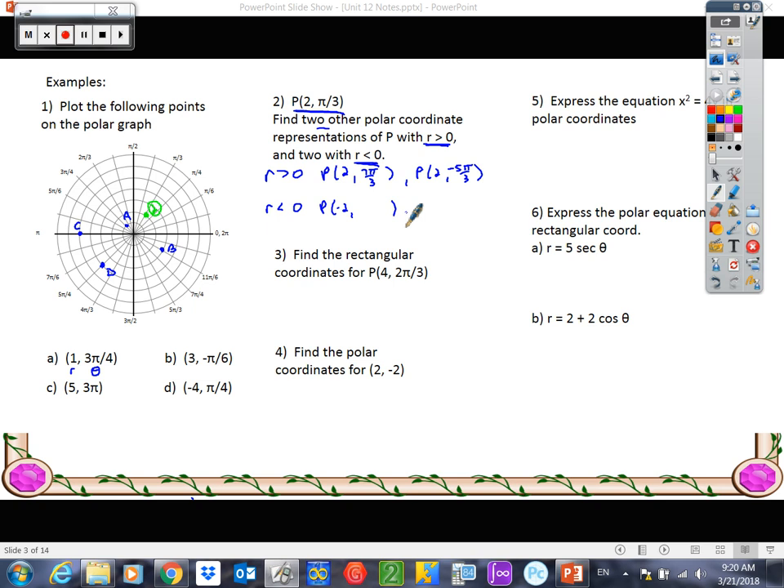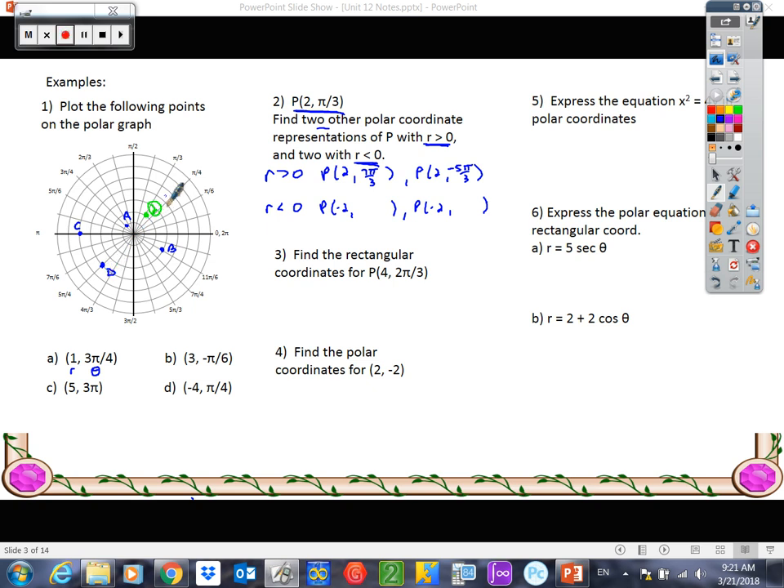Okay, so we're going to have r negative, so we're going to have to come up with the proper angle measure. So r is negative. Let's think about that for a second. If I am here and I want my r to be negative, where would my angle be? It would be down here, right? Wouldn't it be in the third quadrant?